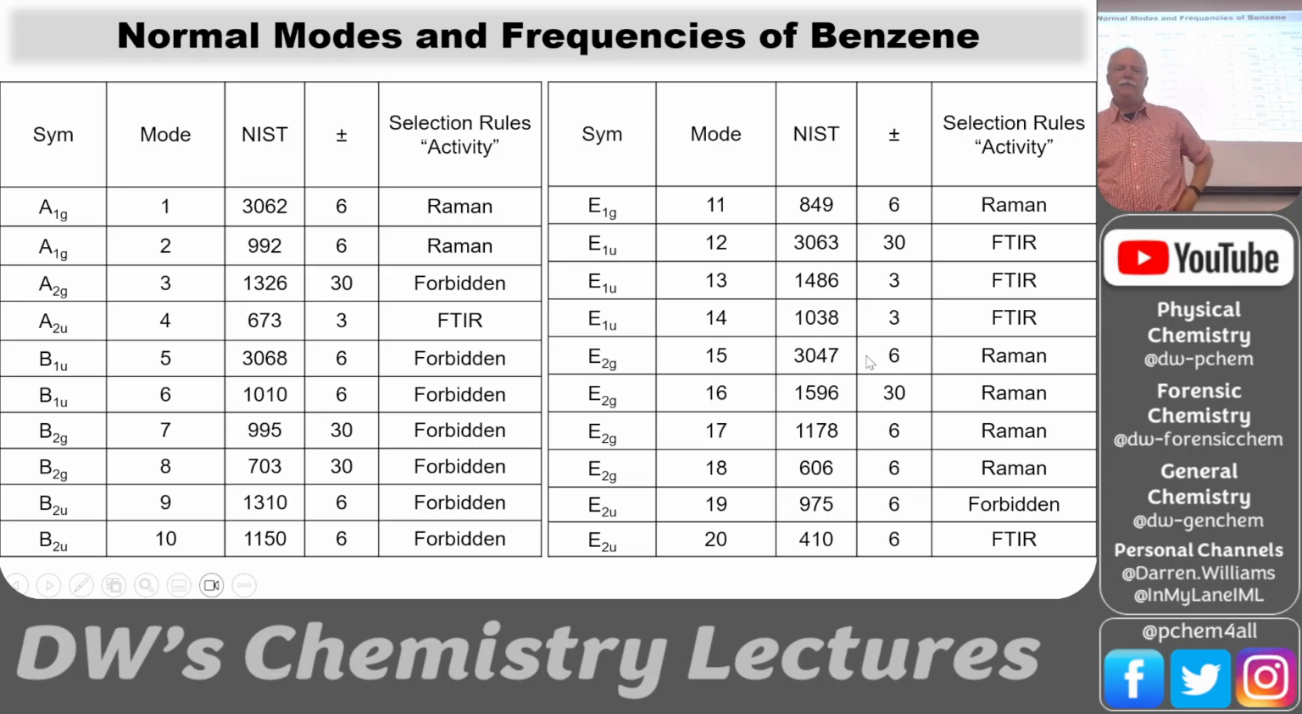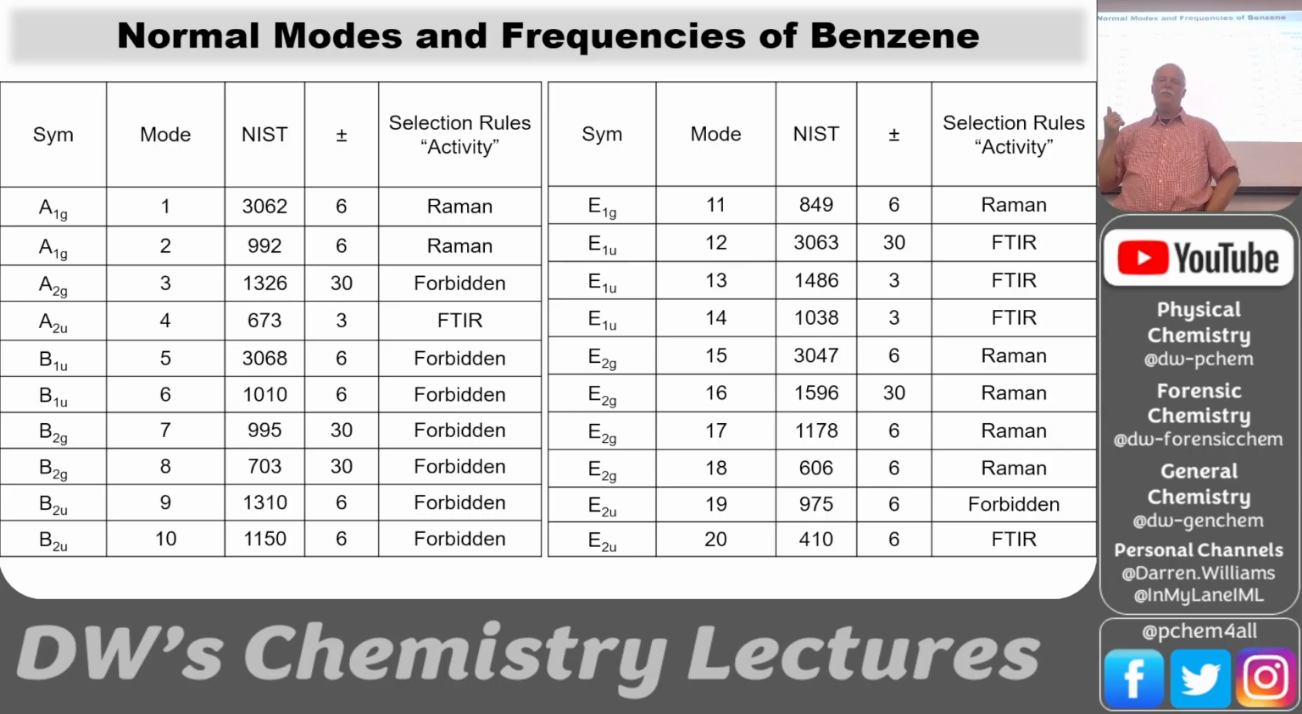Here's benzene. So benzene has 12 atoms. So 3 times 12 is 36 minus 6. We should have 30. And let's count them up. 1, 2, 3. We got 10 here. And then how many does this count up? This looks like 20, but these all count 2. So that gives us 30. So we have all 30 here.